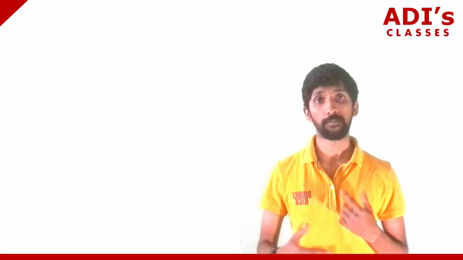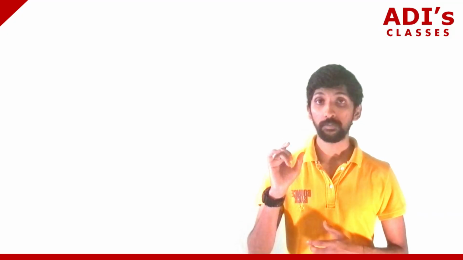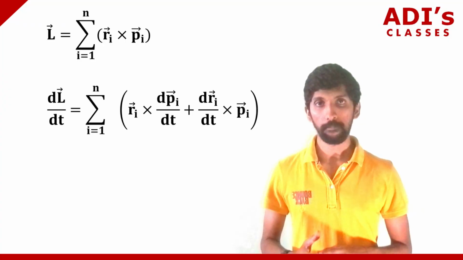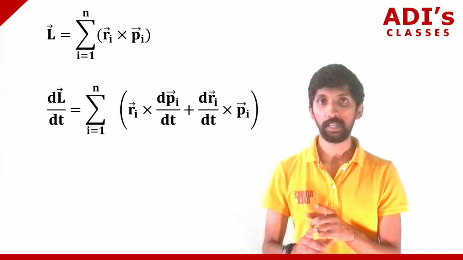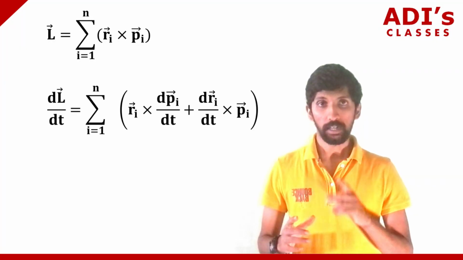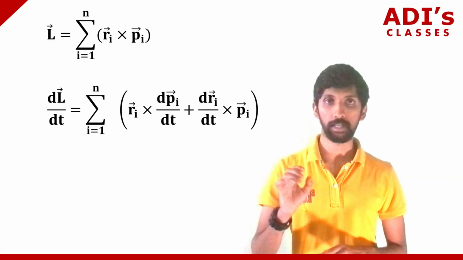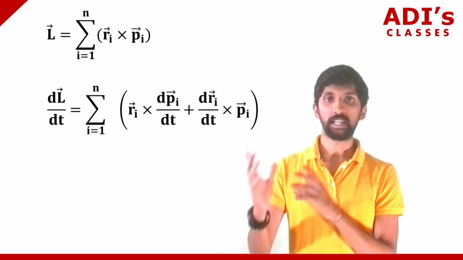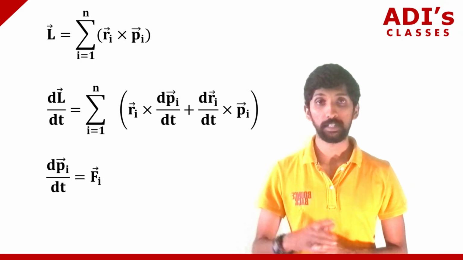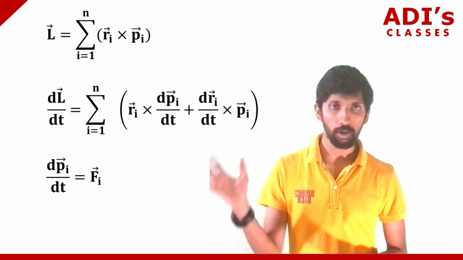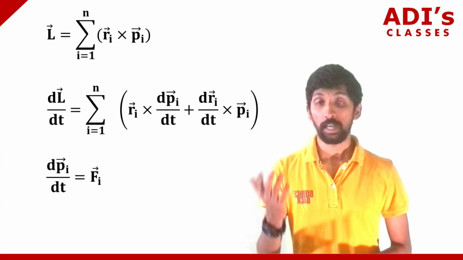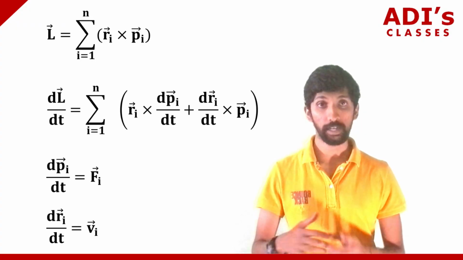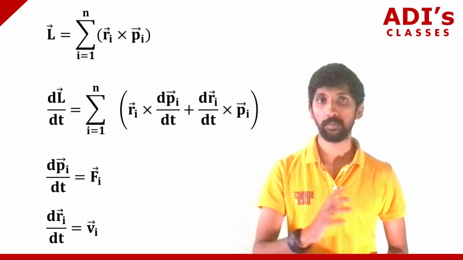Next, we have to differentiate this, that is, the rate of change of angular momentum. So we get dL by dt is equal to sigma Ri cross dPi by dt plus dRi by dt cross Pi, where i ranges from 1 to n, same thing. Just like what we did, dPi by dt is nothing but Fi, that is, the rate of change of momentum of the particles is nothing but the force, and similarly dRi by dt is Vi. So the rate of change of displacement is nothing but velocity.